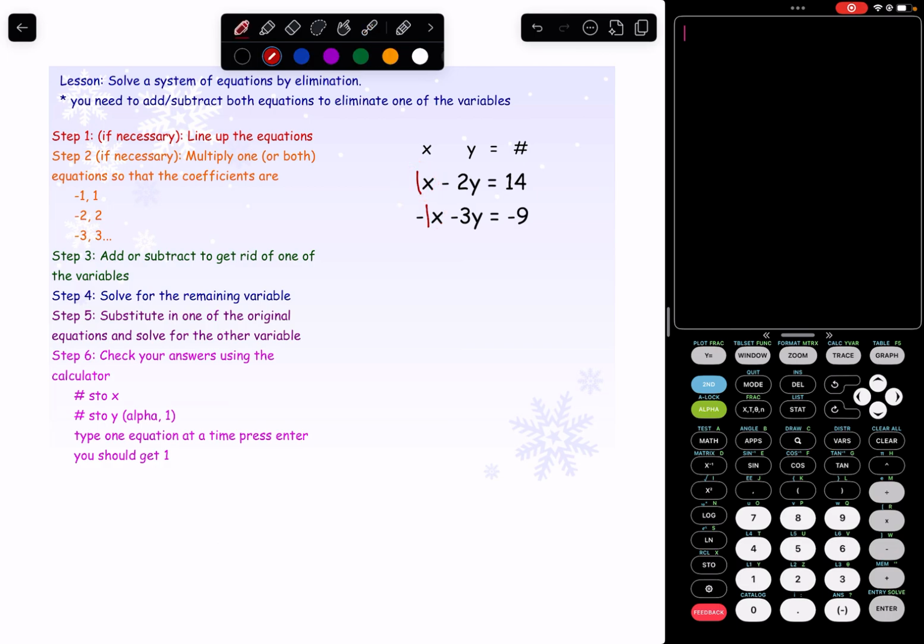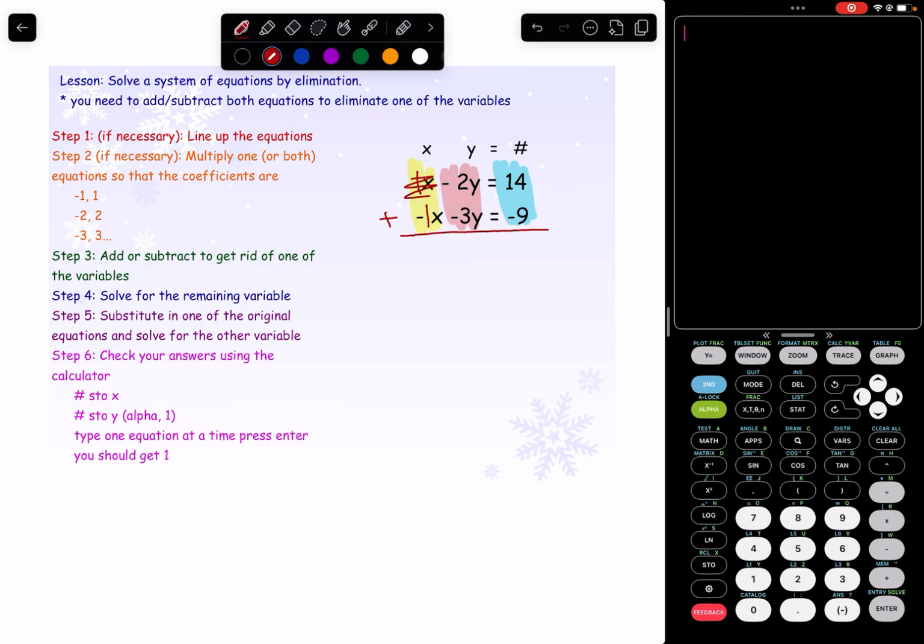Perfect. So now I'm going to do step 3, which is to add or subtract to get rid of one of the variables. So I'm going to put the line there so I can add my equations. I'm going to add the x terms, then the y terms, and then the constant terms. So if I do 1 minus 1, I get 0x. I don't need to write that down.